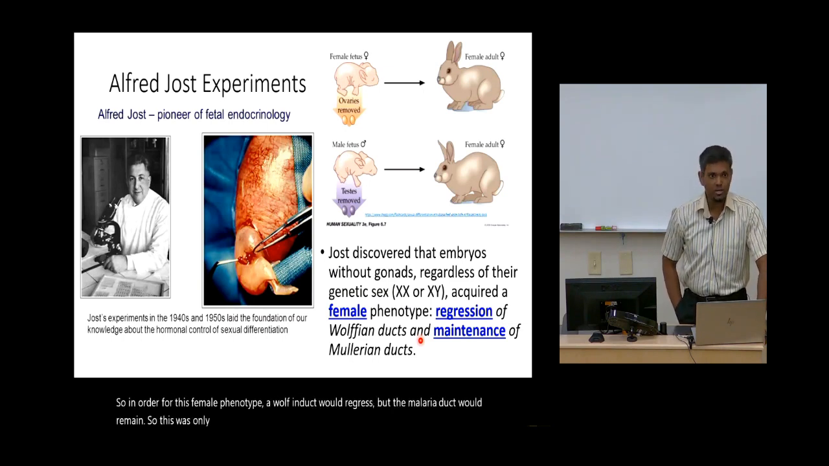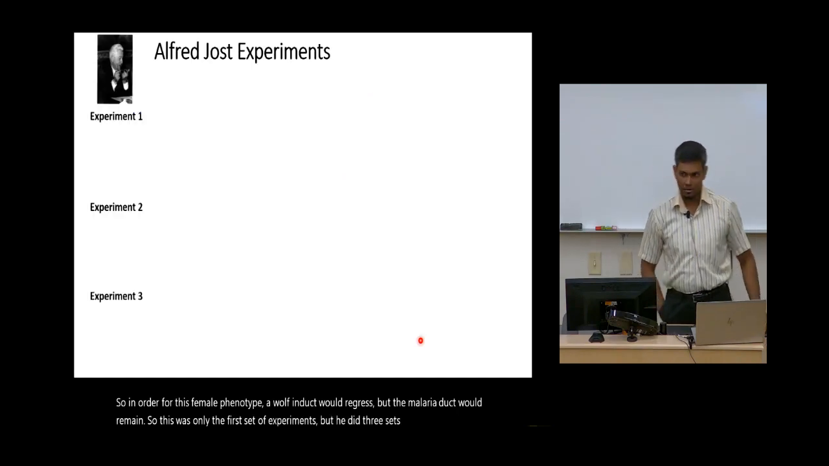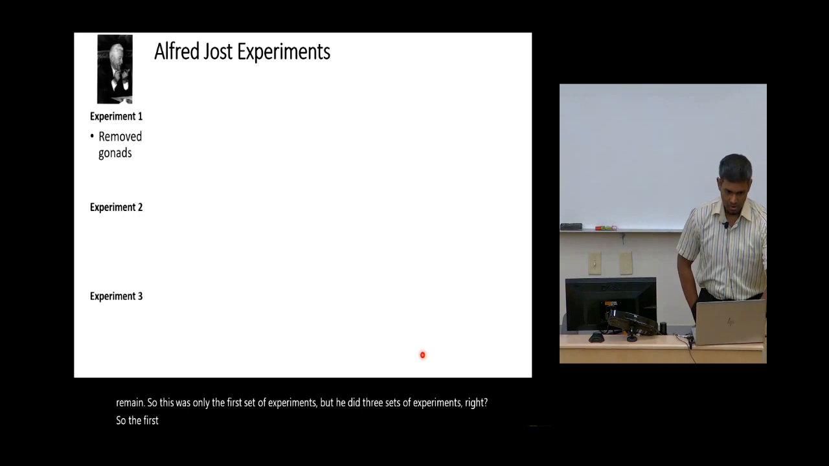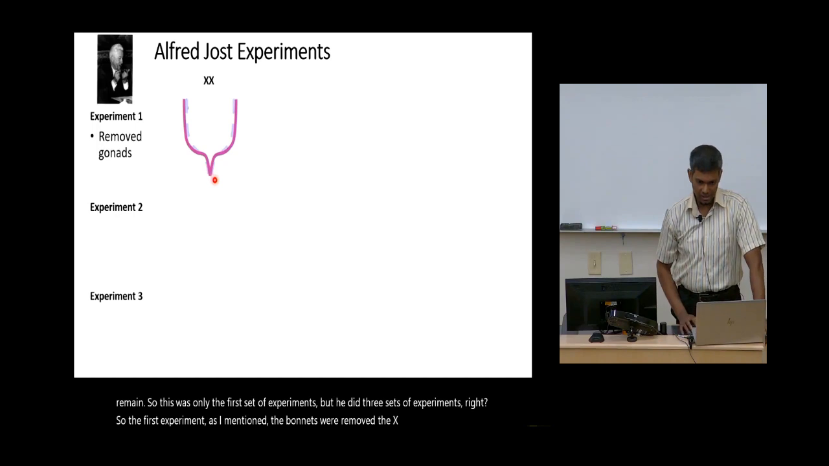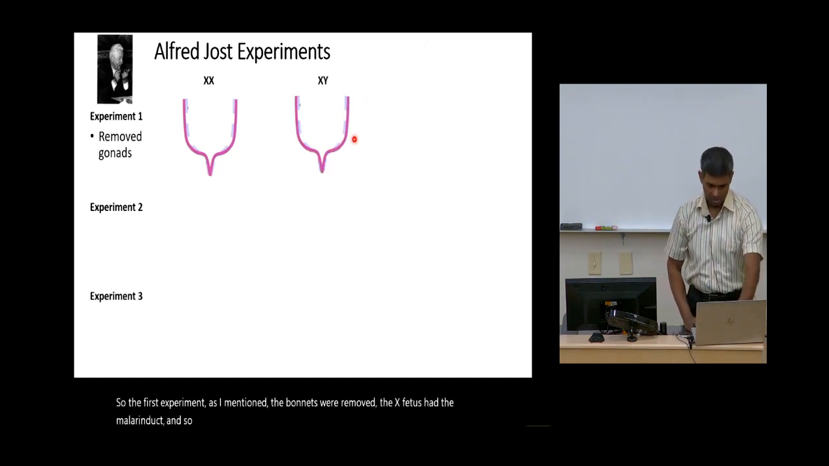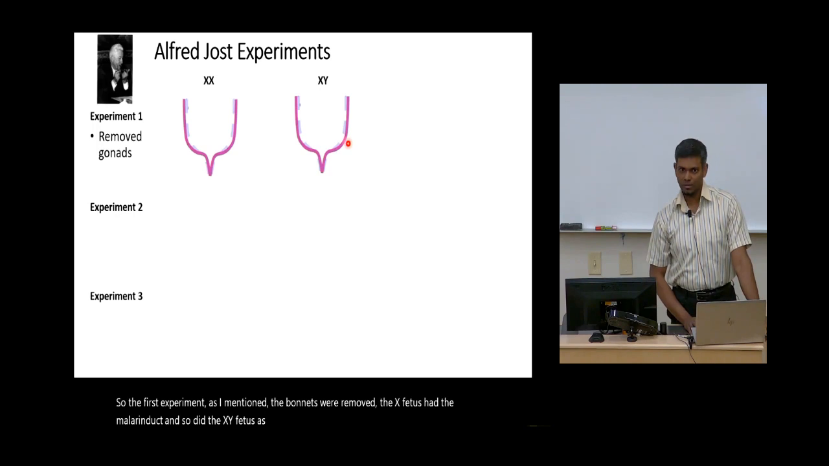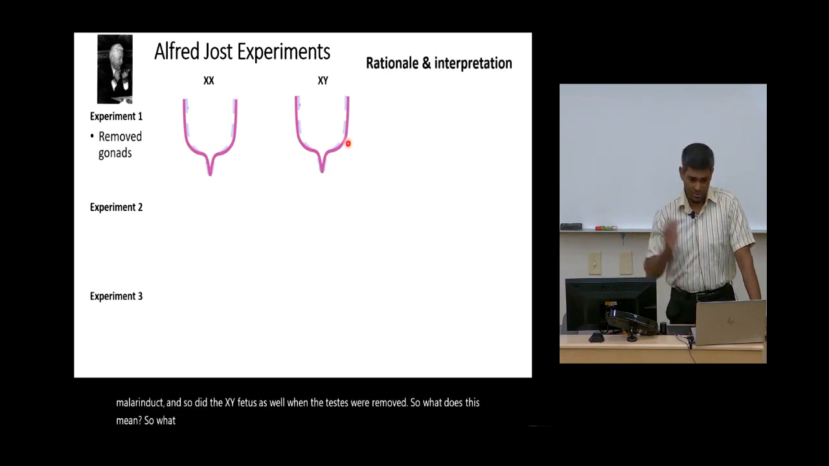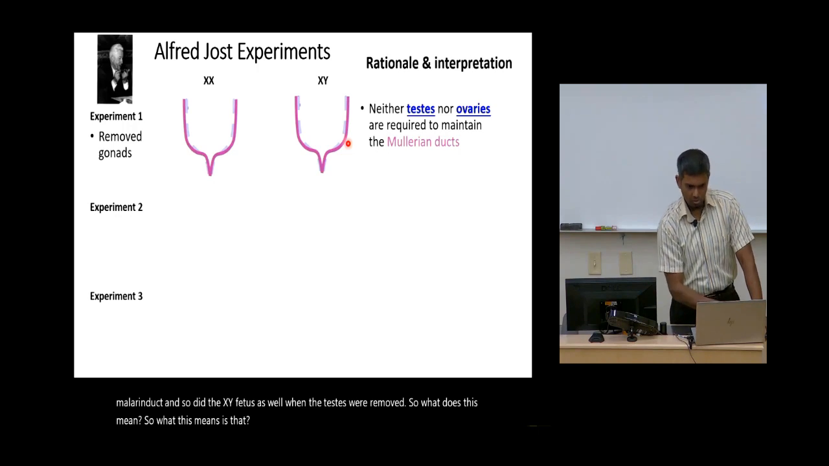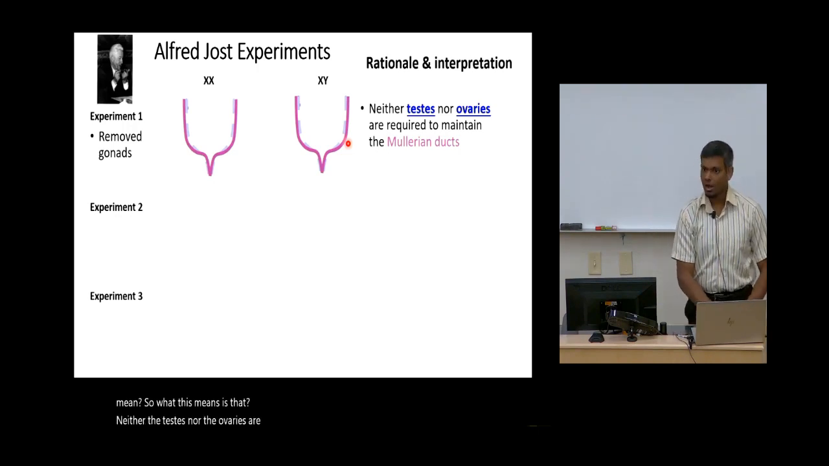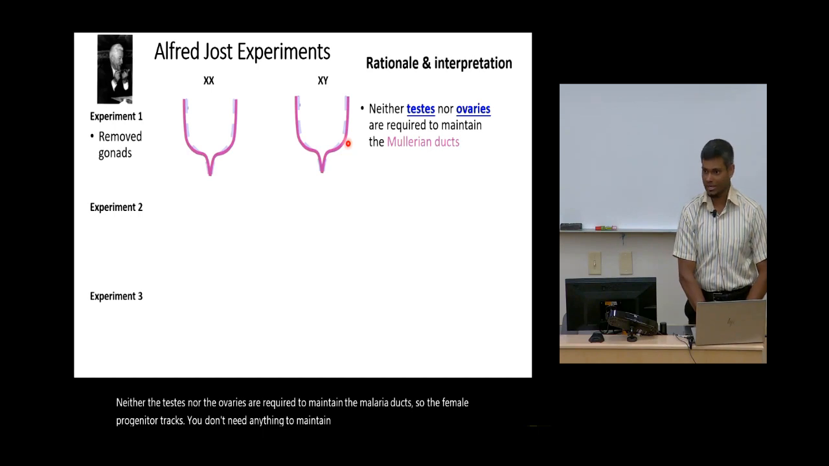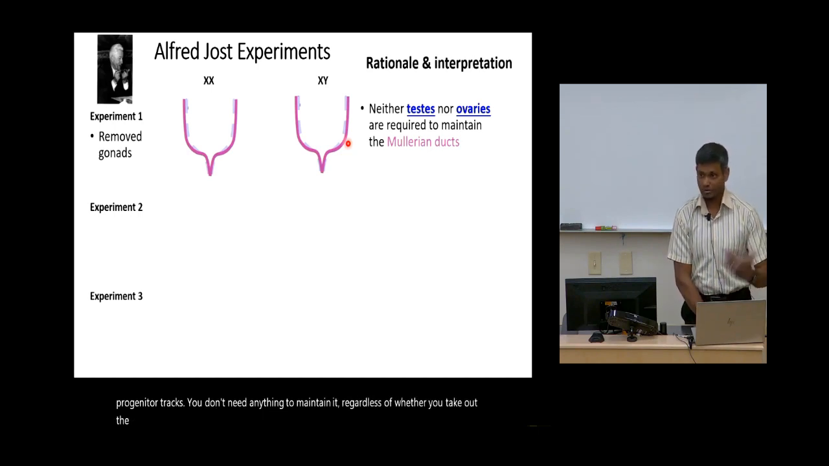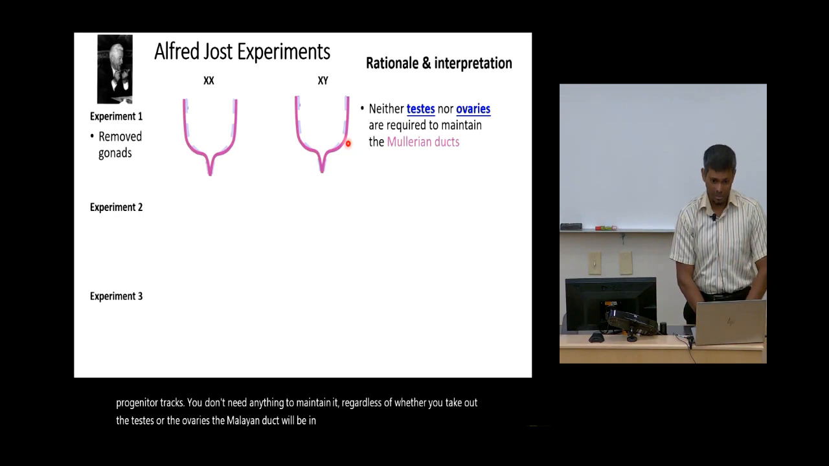So this was only the first set of experiments, but he did 3 sets of experiments, right? In the first experiment, as I mentioned, the gonads were removed. The XX fetus had the Mullerian duct, and so did the XY fetus when the testes were removed. So what does this mean? It means that neither the testes nor the ovaries are required to maintain the Mullerian ducts. The female progenitor tract doesn't need anything to maintain it; regardless of whether you take out the testes or the ovaries, the Mullerian duct will be in place.